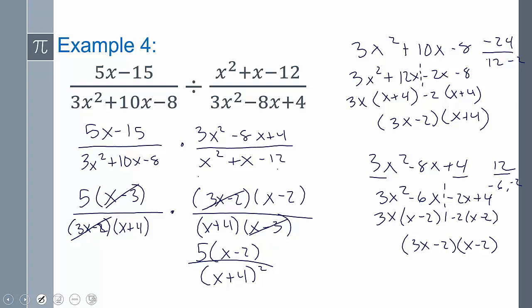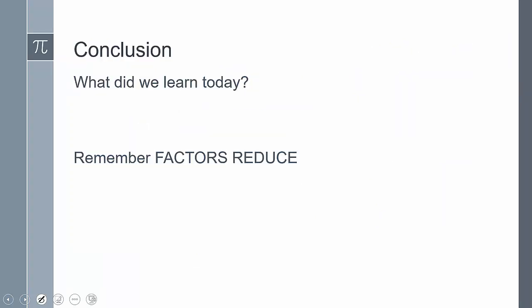So what did we learn today? We learned how to reduce rational expressions with multiplication and division. I just need to remind you that factors reduce, meaning they have to be multiplying for you to be able to cancel them out.